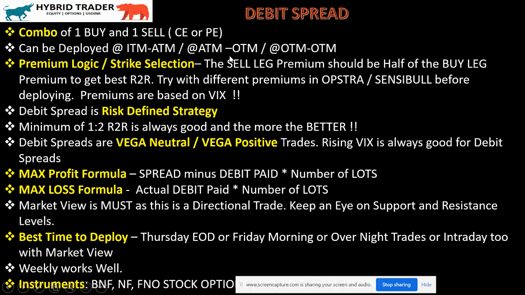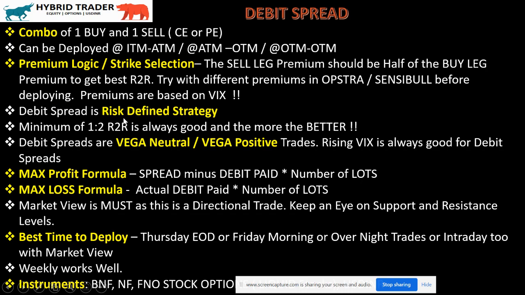Premium logic we have already discussed. For any buy position, the sell leg premium should be almost half of the buy leg. Let's say if your buy leg premium is 200, ensure that you're taking the sell leg at 100, or else maintain the gap of 500 points for Bank Nifty, and for Nifty you can maintain about 100 points. Premiums are based on the VIX. If the VIX is high, you'll end up getting more premium. So before deploying this trade, ensure that you're experimenting or doing some analysis on Opstra and Sensibull, and then go for the deployment based on your risk appetite.